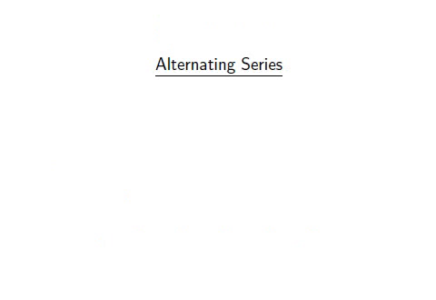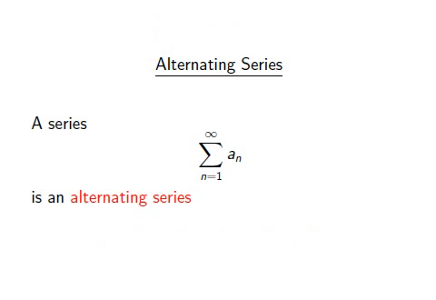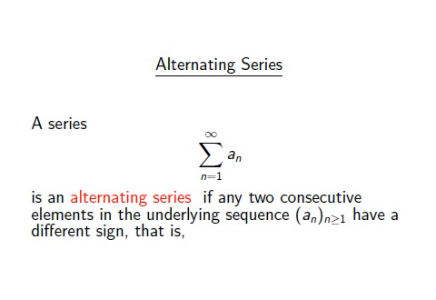This idea of an alternating sign in the underlying sequence is what defines an alternating series. More precisely, take a series where we sum over the sequence a_n. Such a series is called an alternating series if any two consecutive terms in the underlying sequence a_n have different signs. That means the sign in the underlying sequence alters between plus and minus.